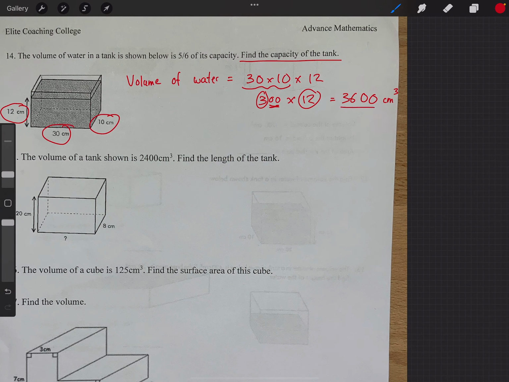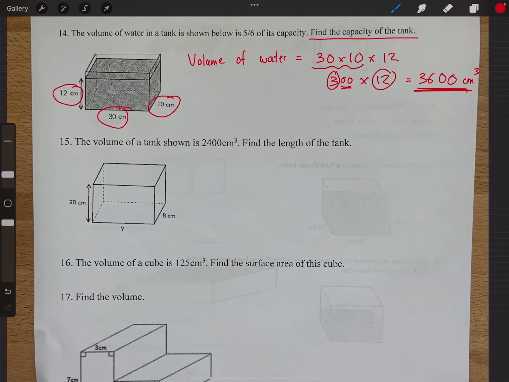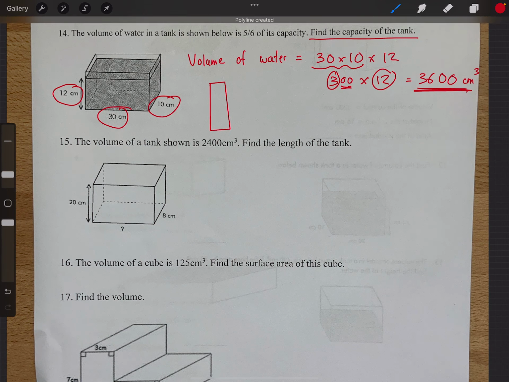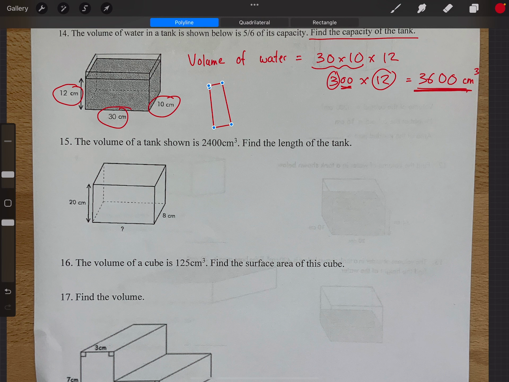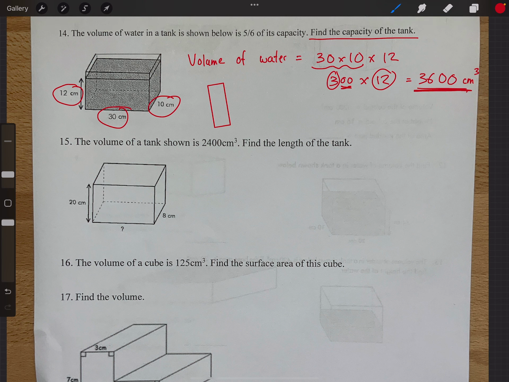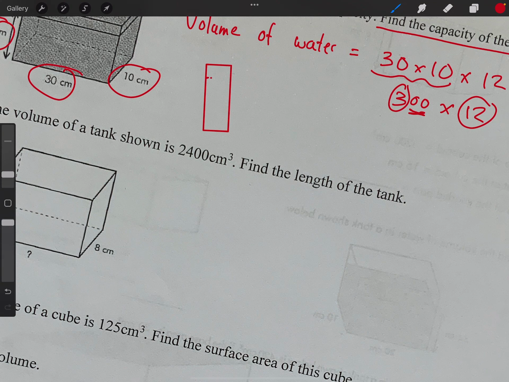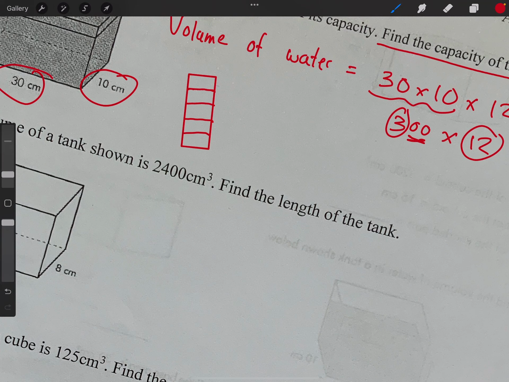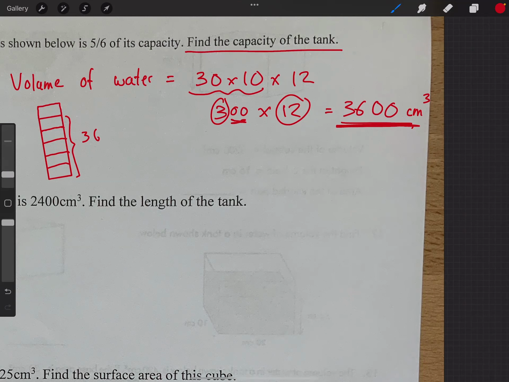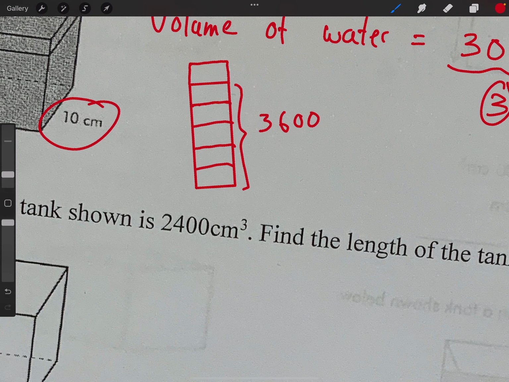Now this amount is 5/6 of the whole amount. Imagine if you have, I'll draw a little diagram here. Imagine this is 1, 2, 3, 4, 5, and one more. So 5/6 is this amount, 5 out of 6 pieces, and this is equal to 3,600. So let's find out what one piece is.